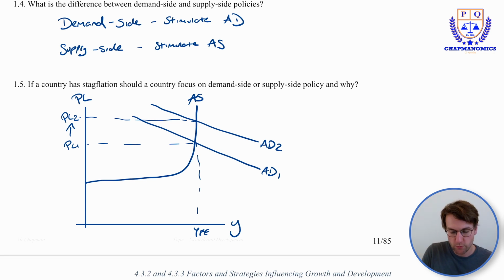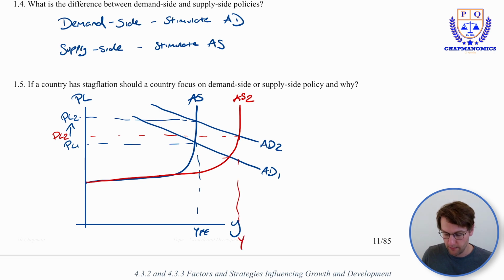So if that's the case, what do we need to do? Well, we need to stimulate the supply side of the economy. We need to shift out AS, which means we need a supply side policy. And so as a result, if we shift out our aggregate supply curve here to AS2, then what we get on our AD2 is a much lower price level. But crucially, that increase in economic growth as a result.